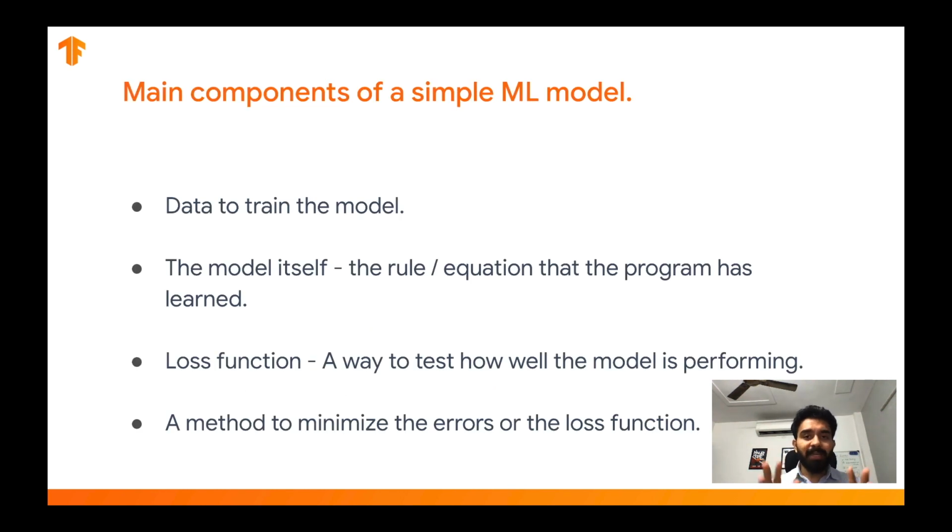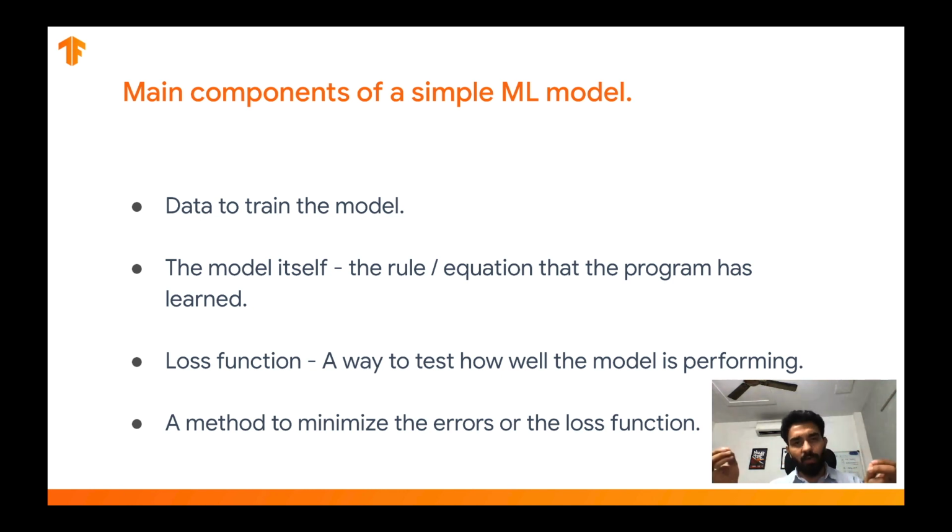The main components of any simple machine learning model: there are different types and different learning methods as well, but I'm simply talking about the traditional loss and optimization methods. First of all, you need data to train your model, so you must have data sets. Then the second component is the model itself, which is basically any model that you're trying to learn, some sort of an equation.